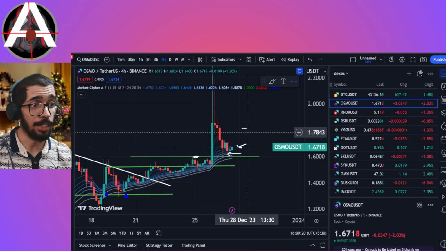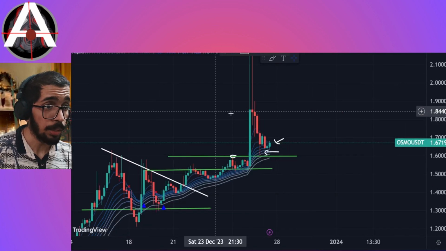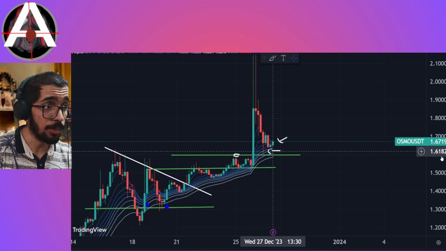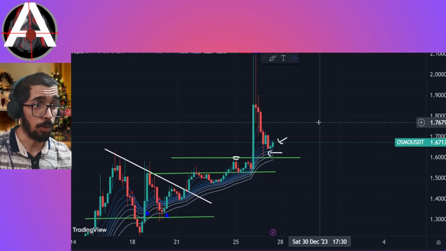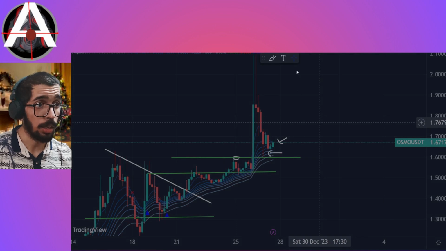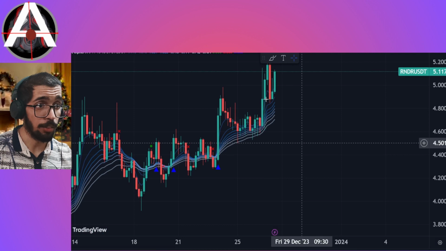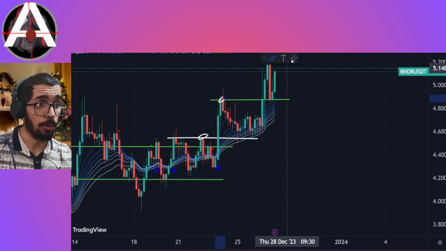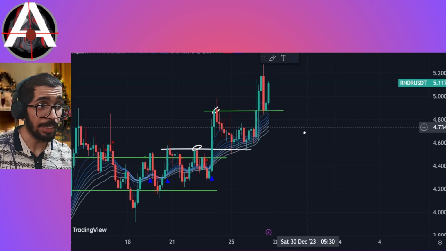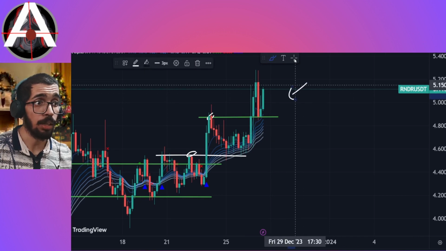Okay, so the first coin is Osmosis. If you see here, Osmosis just touched the previous support and right now it's more probably going to bounce. So the first coin is Osmosis, OSMO. Now let's talk about your next coin, which is Render. If you see here, it touched the previous highs over here, this being the previous highs. So more probably you have to enter into Render too. You see here it's having a clear bounce, and this coin also is on an upward trend.